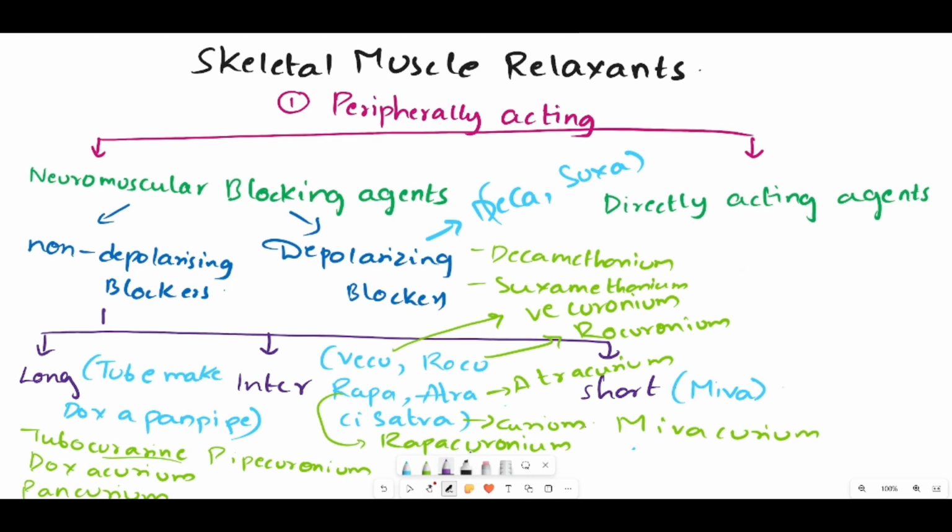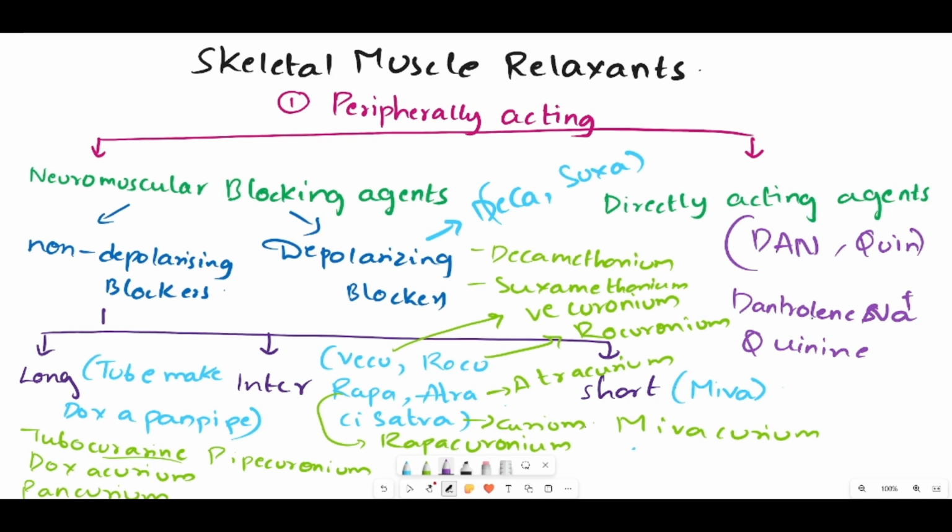And coming back to the directly acting agents. Here also we just have two simple drugs. Remember Dan and Queen. Dan means it is dantrolene sodium. Queen means it is quinine. Dan, queen, dantrolene sodium and quinine both will come under this directly acting class.